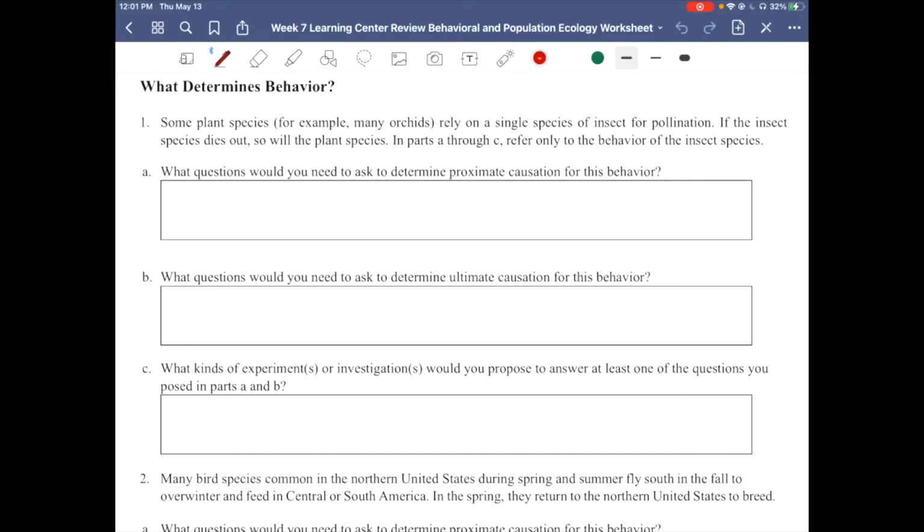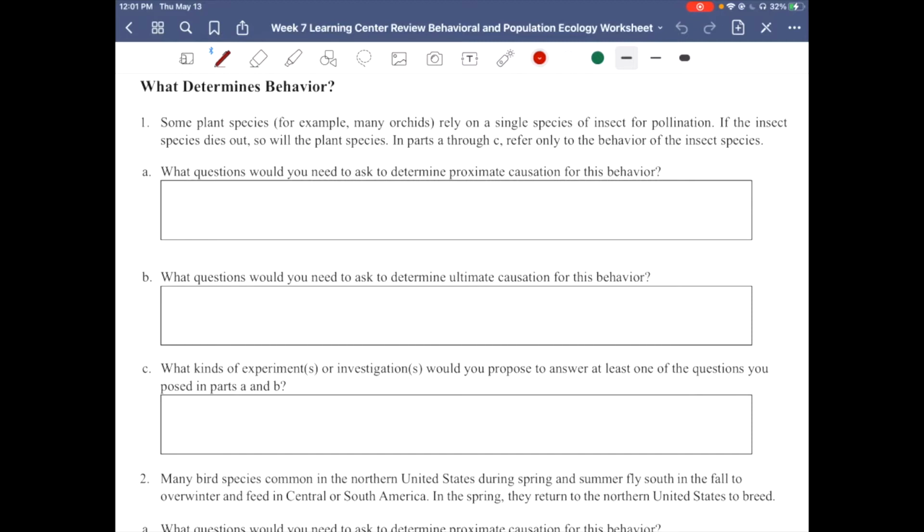All right, this week we're gonna be looking at behavioral and population ecology, and first we're gonna be focusing on the behavior aspect of it. So the first part of this worksheet is mostly going to be figuring out how we can ask the right type of question in order to figure out the exact information that we're looking for.